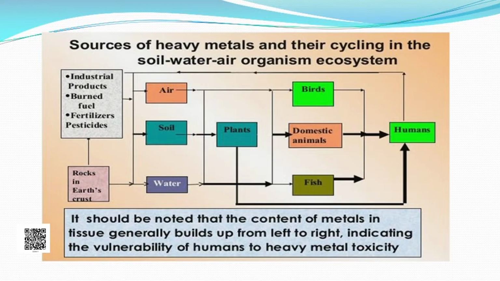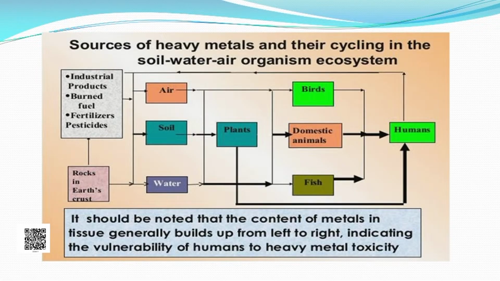It is in the form of cycling. Heavy metals enter the air, water, and soil through various processes including industrial activities, fuel combustion, agricultural practices such as the use of fertilizers and pesticides, as we already talked about, and natural weathering of rocks in the earth's crust. This results in environmental contamination.